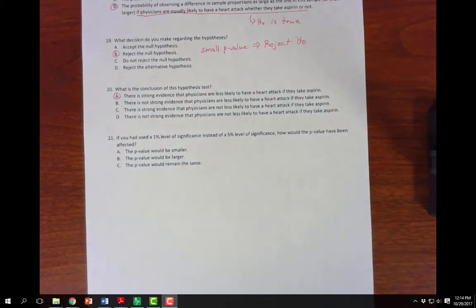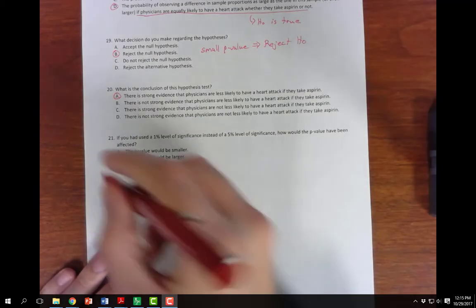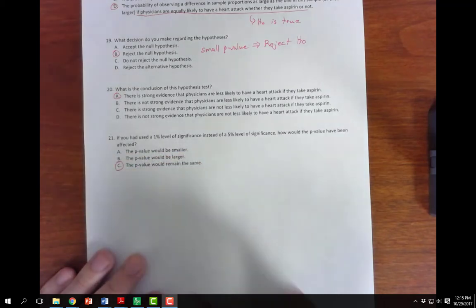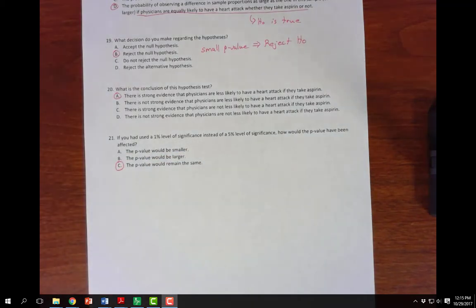Then 21 says, if you had used a 1% significance level instead of a 5%, how would the p-value have been affected? Well, we didn't really use the significance level at all until we got to make our decision. So we only compare the p-value to the significance level, and that's the only time it comes into play. So it doesn't matter what we change our significance level to, the p-value is going to stay the same. It's just how often our particular sample occurred out of the 200 randomization samples that we created.